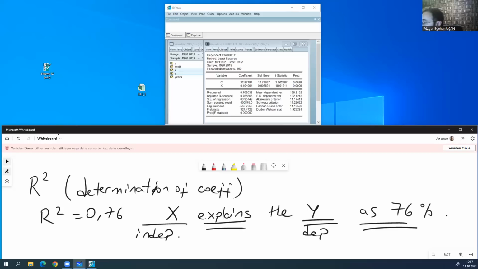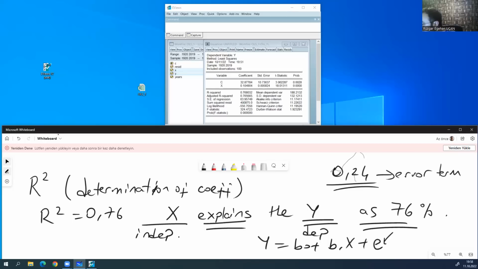Where is the other part? The other 0.24 part is the error term for our equation. You may understand from the equation by writing it like that: b0 plus b1 X and e. This is the error term. So R squared says X explains Y as 76%, and we also have 24% here.